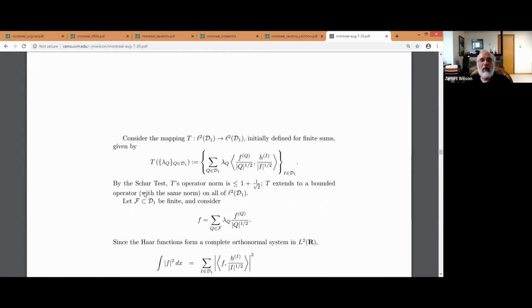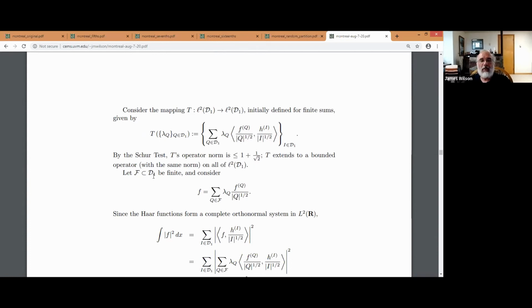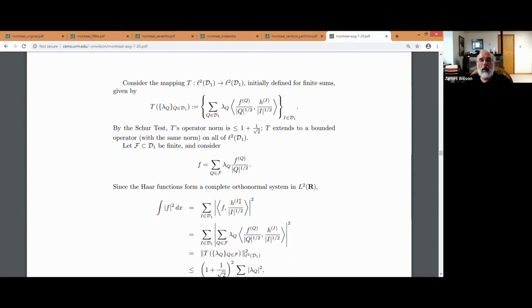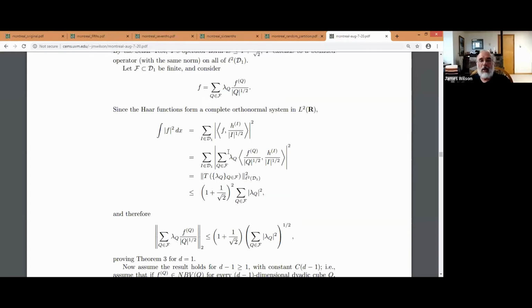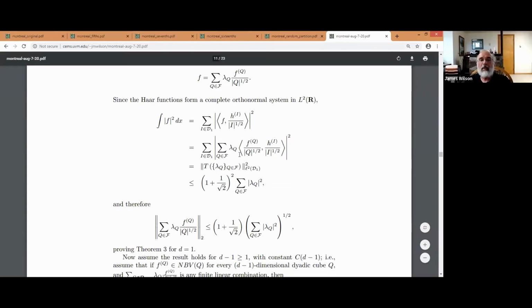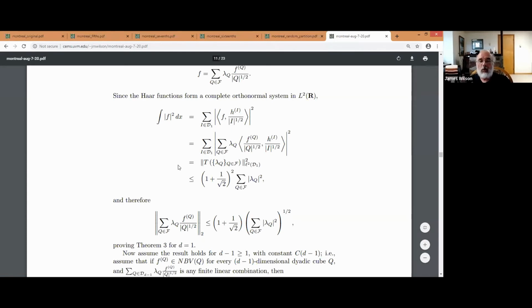So now let's suppose we have F, a finite subset of little D1. Little f is this finite linear combination. And we're going to use the fact that the Haar functions form a complete orthonormal system in L2 of R. So this is the sum of these inner products squared. But of course, f is that sum. So there we go. But of course, we have a bound. This is now just going to be the little l2 D1 norm squared of what T does to that sequence. And of course, we have a bound on that. So there you go. So in one dimension, we prove Theorem 3.